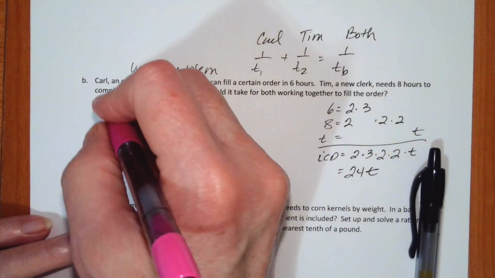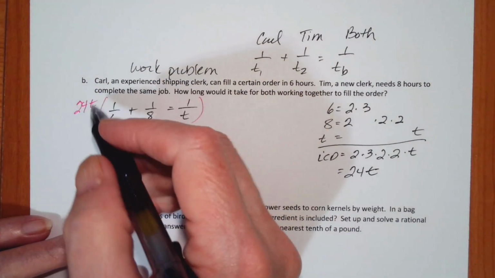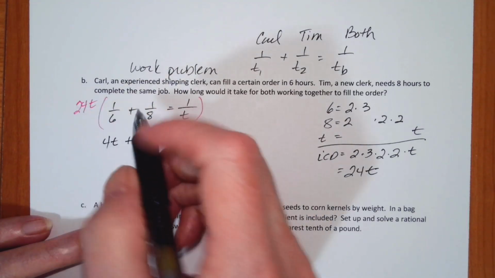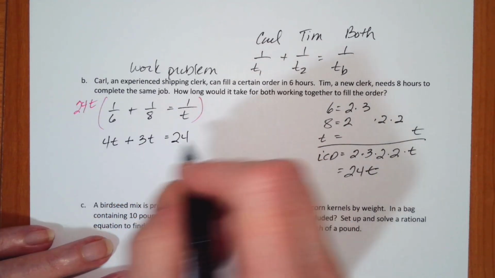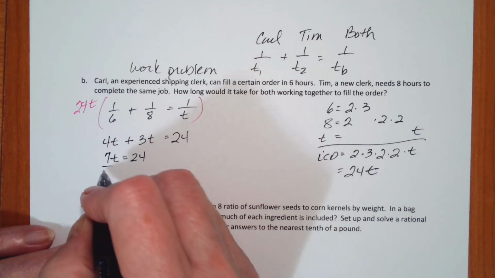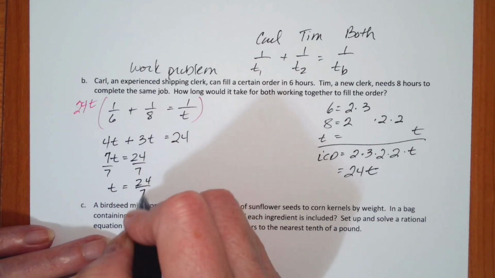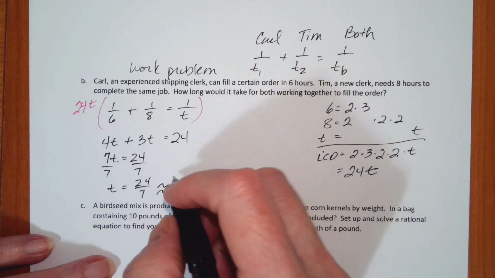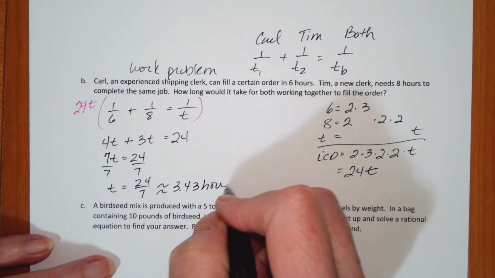So I'm going to multiply this entire thing by 24T. That gives me 24 divided by 6, that gives me 4T. 24 divided by 8, that gives me 3T, is equal to 24. 7T is 24. When I divide by 7, I get that T is equal to 24 over 7, which I would convert to a decimal, and I would say that's 3.43 hours.